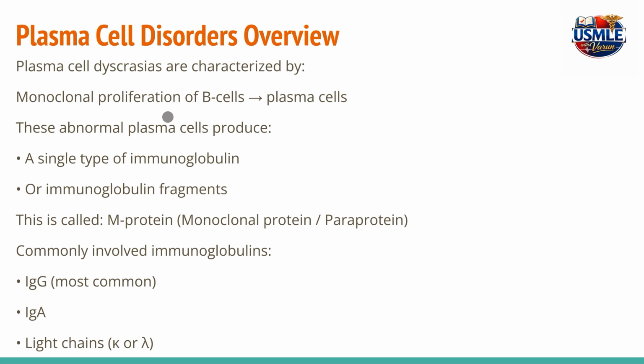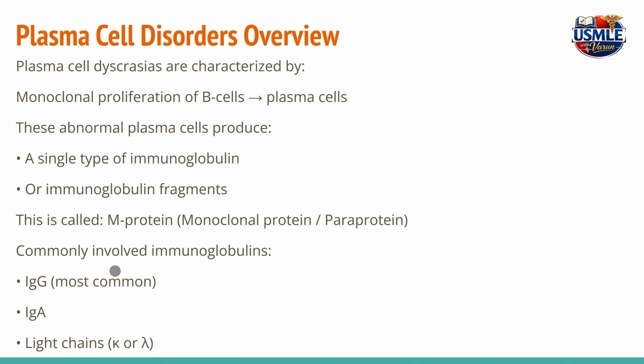Now, beginning with understanding what a plasma cell disorder is. Plasma cell disorders are typically characterized by monoclonal proliferation of B lymphocytes, which have differentiated into plasma cells. These abnormal plasma cells produce a single type of immunoglobulin, or just fragments of it. This monoclonal immunoglobulin is called an M protein, which is also called a paraprotein.